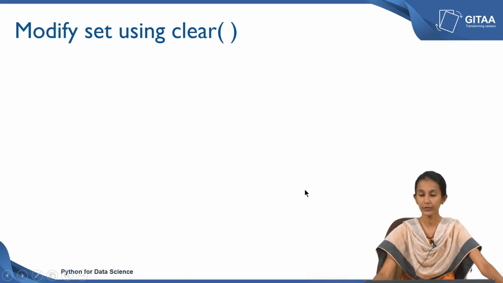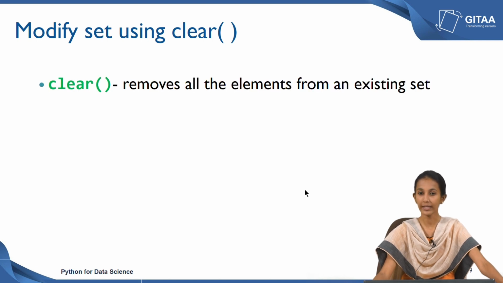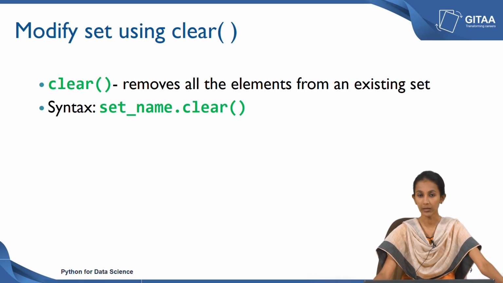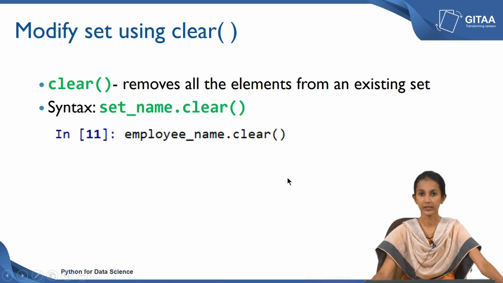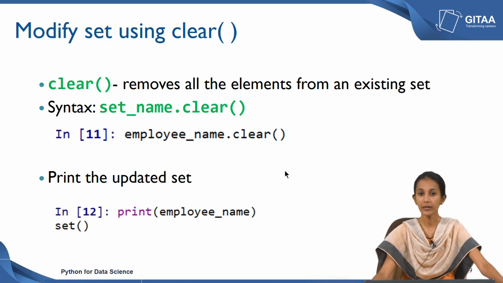If we want to clear all the elements from the set, there is a built-in command available, which is clear. It removes all the elements from the existing set. The syntax is again set name dot clear. If you give employee_name.clear, then when you print the updated set, it will be a null set which does not contain any elements.